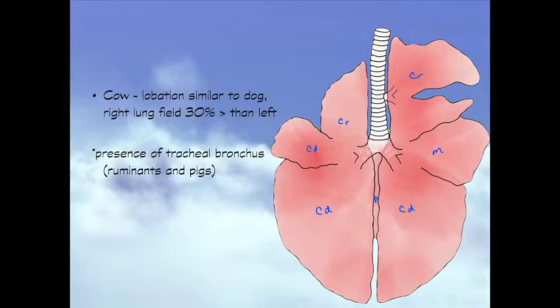Okay, but notice here that the cranial right lobe has its own little bronchus coming off, which is known as the tracheal bronchus, sometimes called the accessory bronchus. This is also present in pigs. Okay?